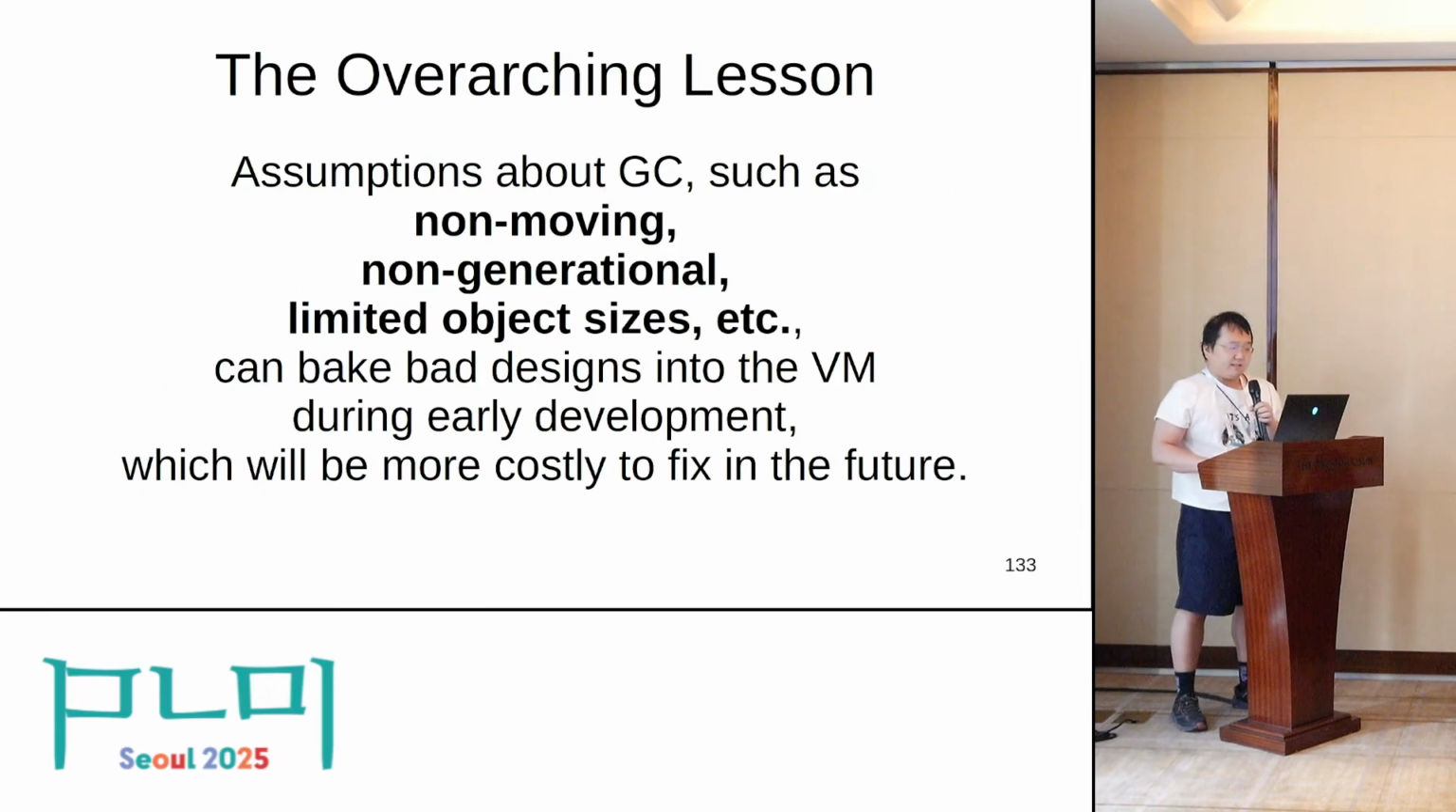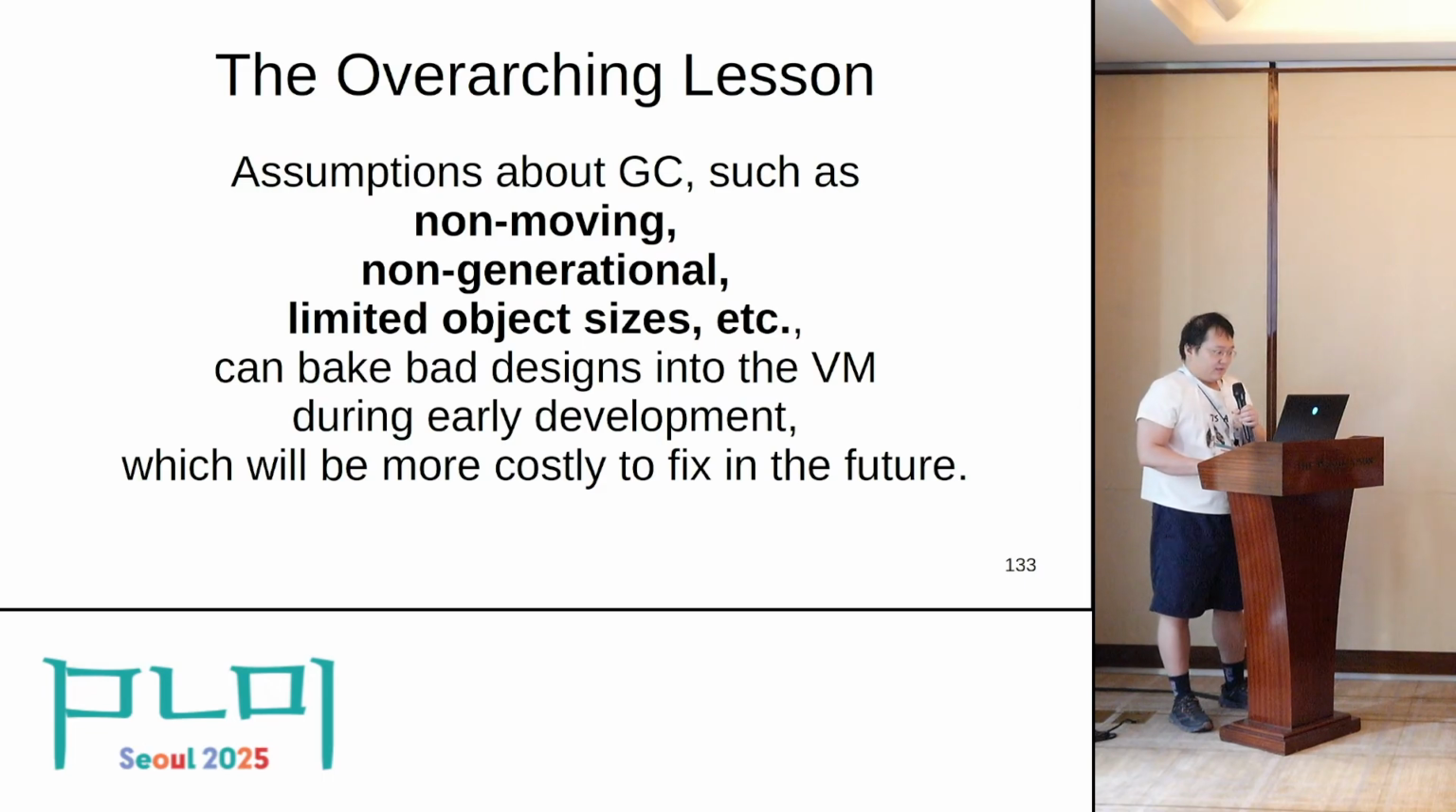So let's read the overarching lesson aloud. Assumptions about GC, such as non-moving, non-generational, limited object size, etc., can bake bad design into the VM during early development, which makes them more costly to fix in the future.